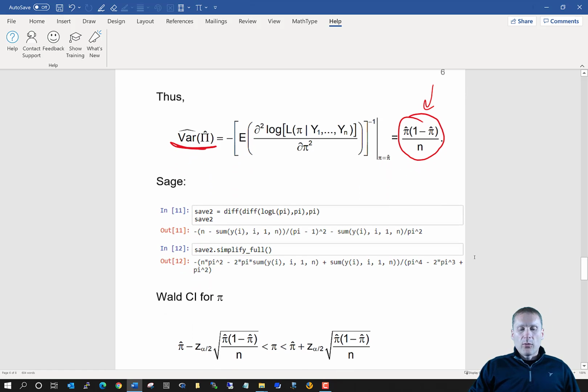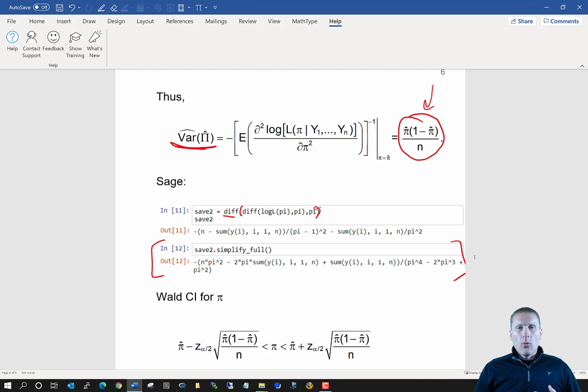Now, let's say I were to do this in Sage. What can I do? To do the second derivative, you just enclose your first derivative within parentheses and use the diff function again. Unfortunately, it doesn't really simplify the final result very well, though.